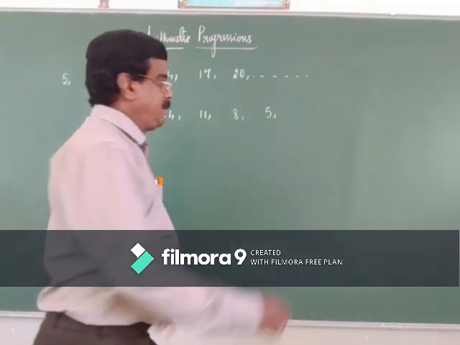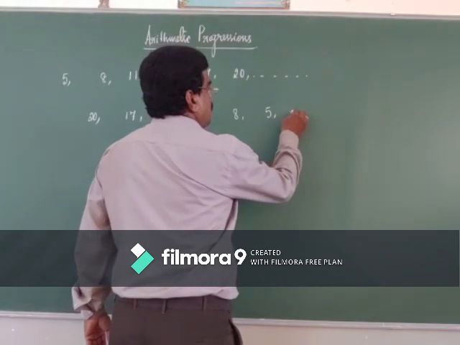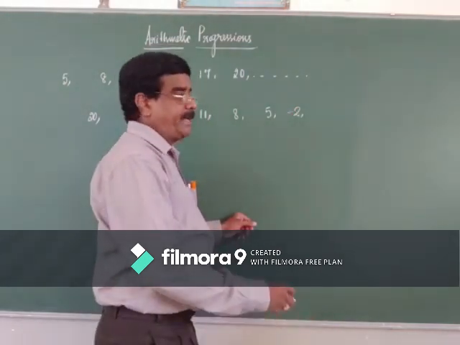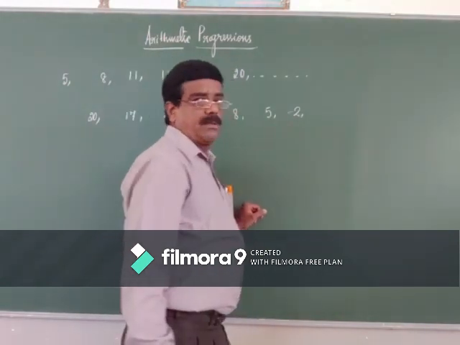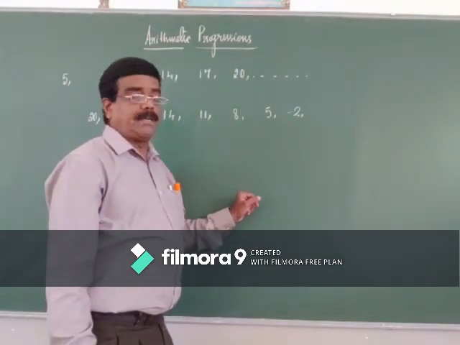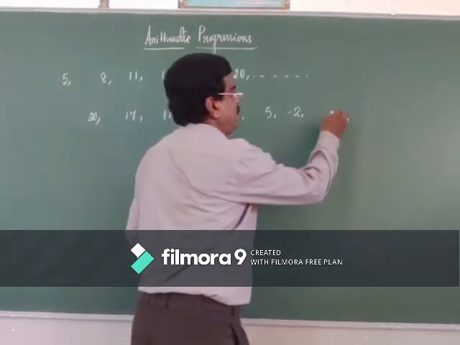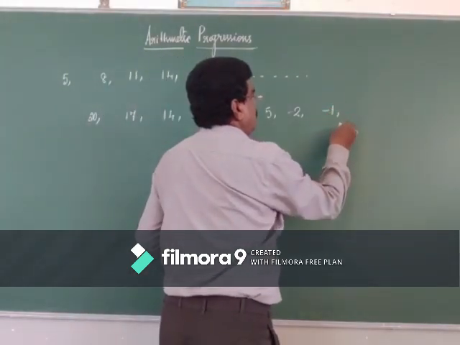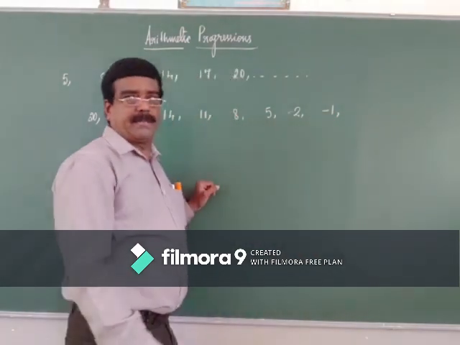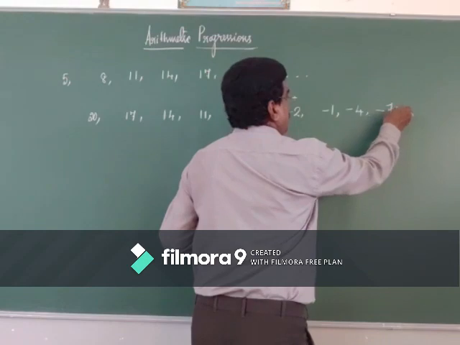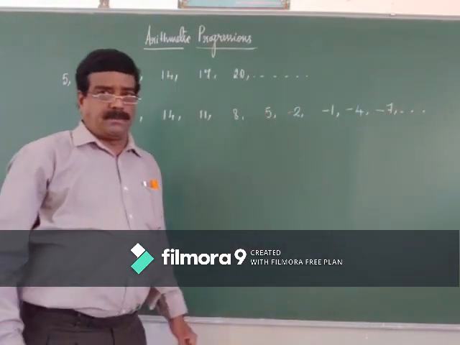That is, 5 minus 3, you must be knowing, is 2. Then 2 minus 3. The 2 is on the positive side, minus 3 is a negative sign, so the difference is subtracted and you will get minus 1. Then minus 1 minus 3 will be the same sign, which gives minus 4, then minus 7. Like that we can go on writing.